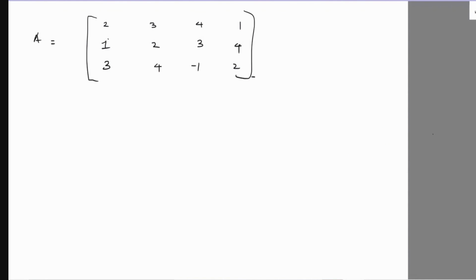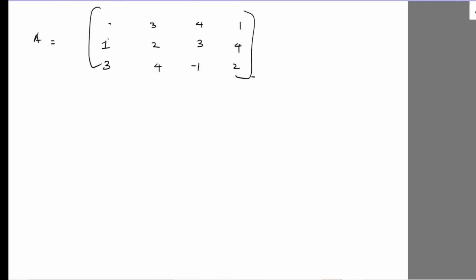So I want to convert this into echelon form. What is the first operation? We have to multiply row 2 by 2 and subtract from row 1. So that is what we are doing.